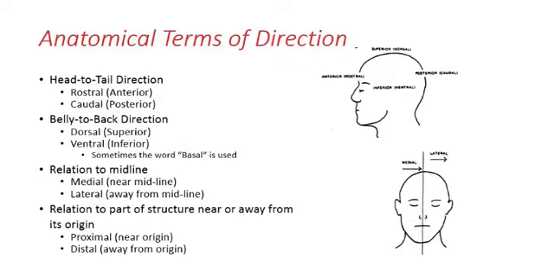Understand some conventions for determining anatomical direction. When we talk about a head-to-tail direction, we're talking about rostral or anterior, or caudal or posterior. Caudal is more toward the tail, sort of toward the posterior, and rostral really means more toward the beak, or more anterior.